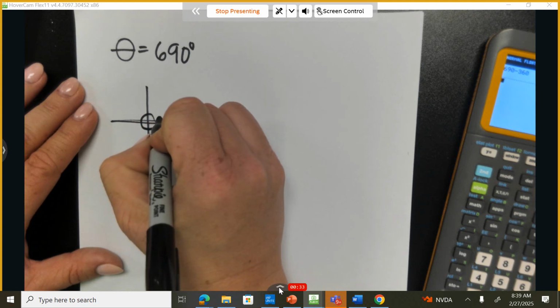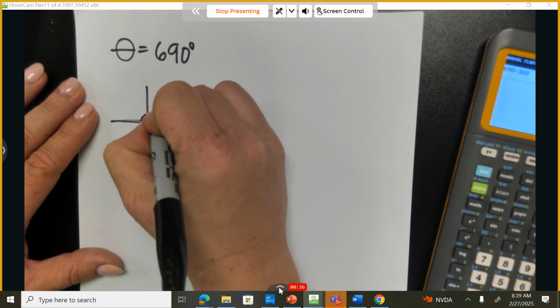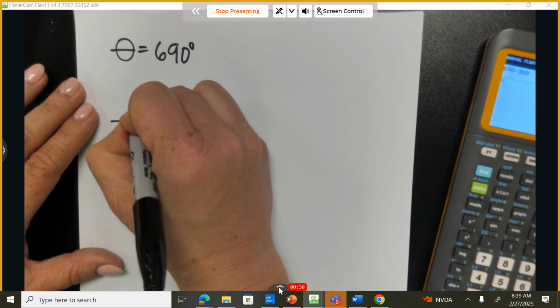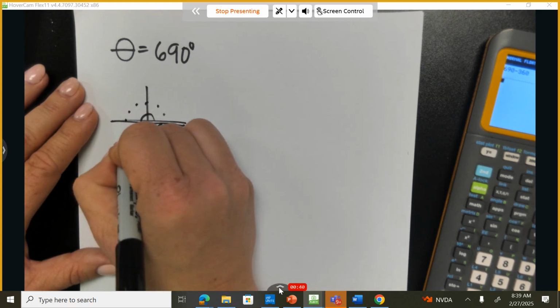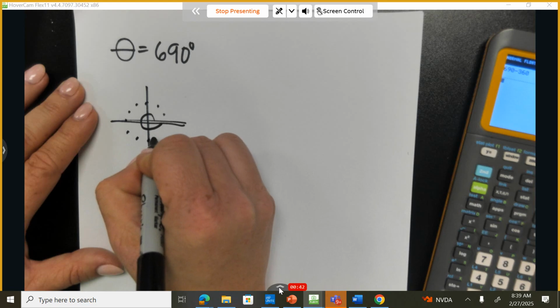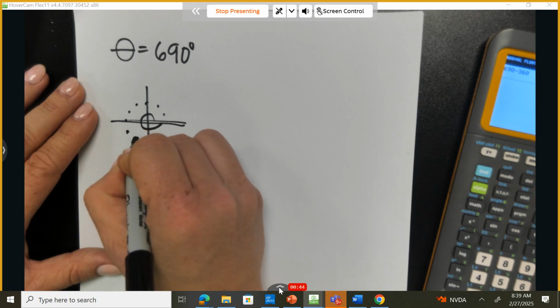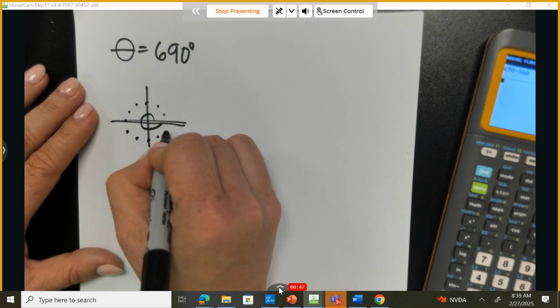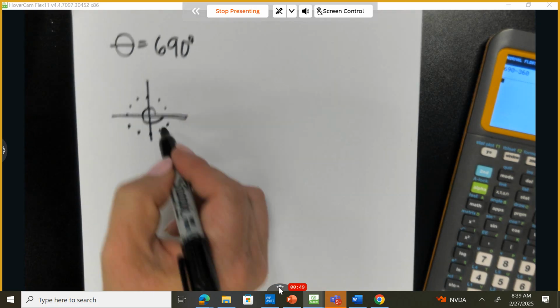So 330 is like 33. 3, 6, 9, 12, 15, 18, 21, 24, 27, 30, 33. Okay, it's right there. It's at that last dot.